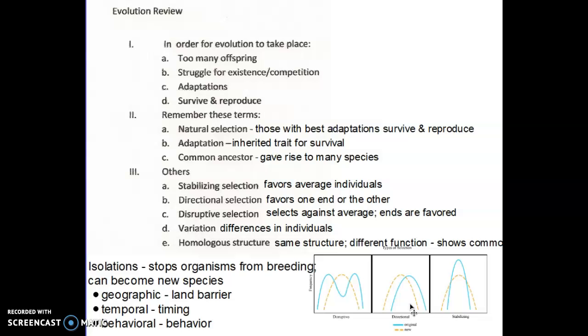Other things he used to prove evolution were vestigial structures, which are things that we're losing that we used to have, and maybe a common ancestor had it. Okay, and then he used some embryos, and he used where they lived. Okay, those were things that he used.